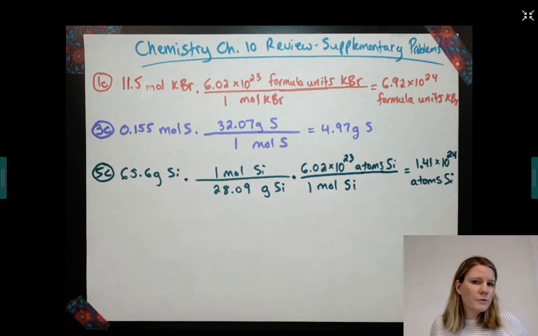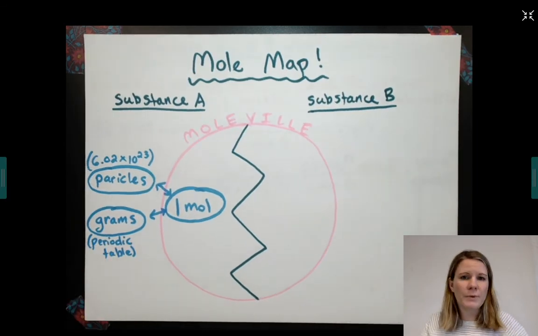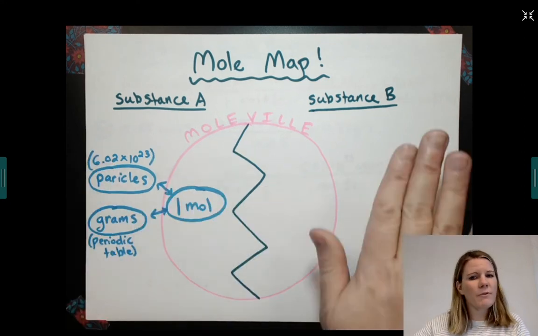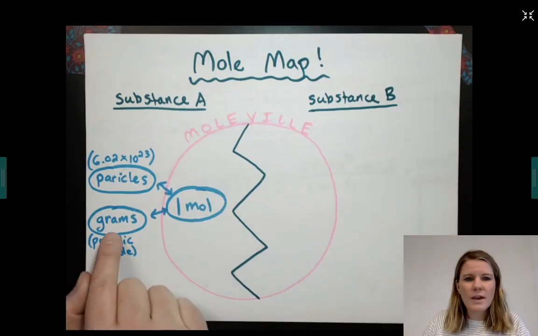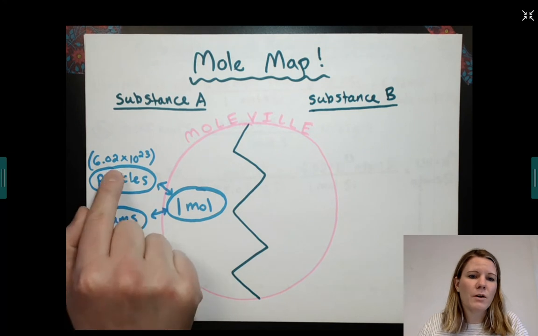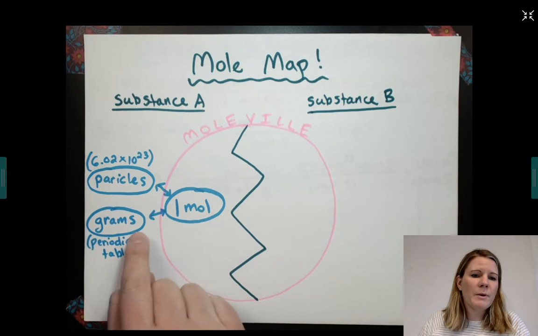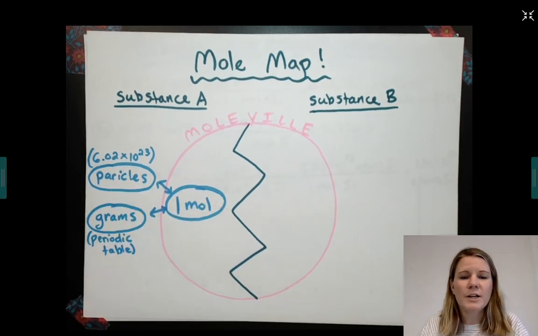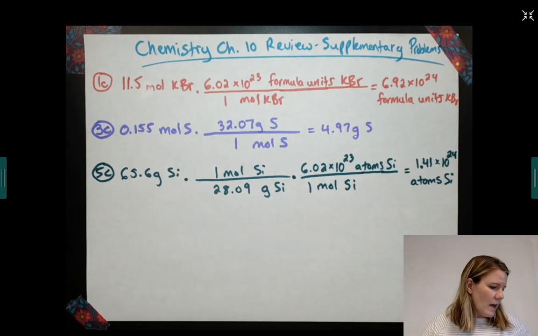For those of you who are visual learners, I'm going to quick show you the mole map, which we'll be digging into a lot more when we get to chapter 11. So our mole map deals with substance A in chapter 10. It'll deal with substance B in chapter 11. So we're not ready for this side of the mole map yet, but we'll cover this side today. You can't cross from grams to particles. There's no pathway to do that unless you go through moleville. So remember, grams to moles, then moles to particles. You can't go right from here to here. So that was the 2-step problem for number 5C that we just did.